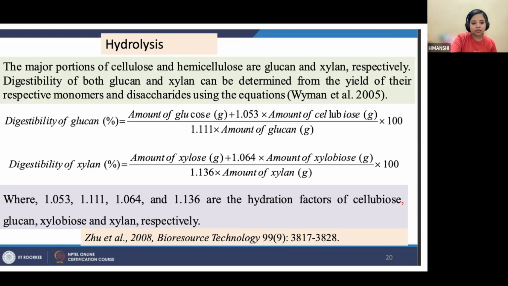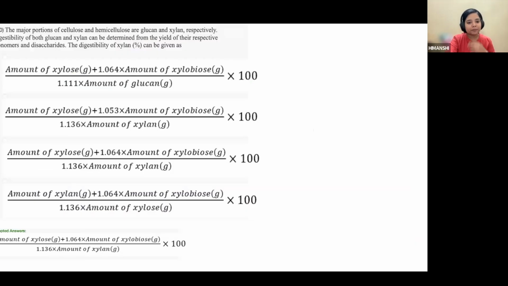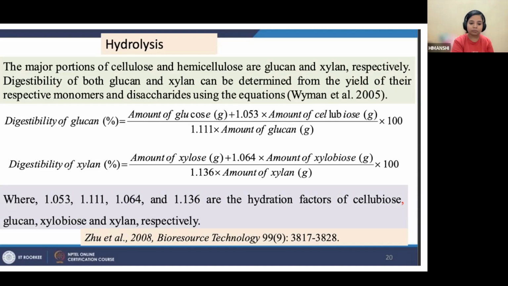In this, we asked only for the xylene percentage digestibility. We have glucan percentage digestibility also. For xylene, the products are xylose and xylobiose and xylene, while for the glucan, the variables will be the glucose, cellobiose, and the glucan itself, right?